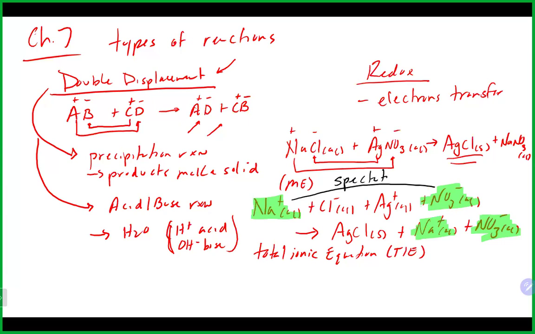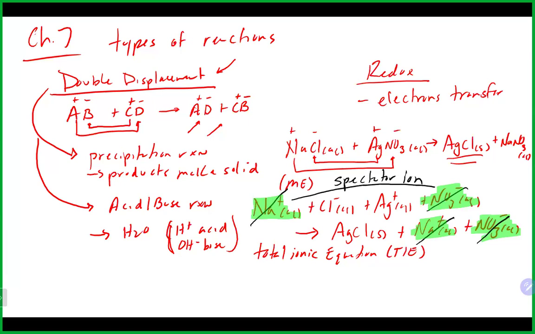And spectator ions, much like the name implies, are basically just watching what's going on. They are not involved at all in any of the products being formed. They're just floating around in the solution, swimming around in the pool. They're not coming together to make any type of product. And what we typically do with these spectator ions is we just cross them out on both sides.